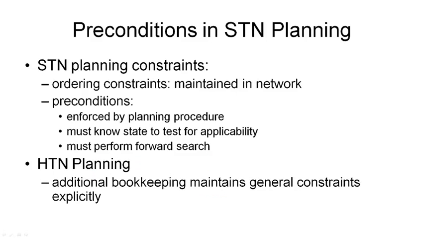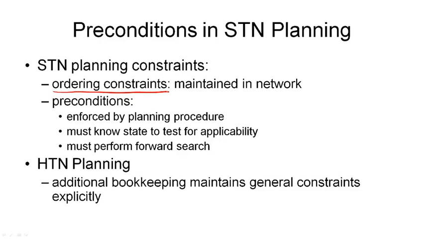In STN planning, as I have just described it, there were two types of constraints that were part of the representation and the procedure. The first type of constraint we've seen are the ordering constraints. And if you remember the definition of a task network consisting of nodes and edges, these edges represented the ordering constraints. So they were built into the representation of a task network. This means there was exactly one way in which ordering constraints between tasks could be handled.